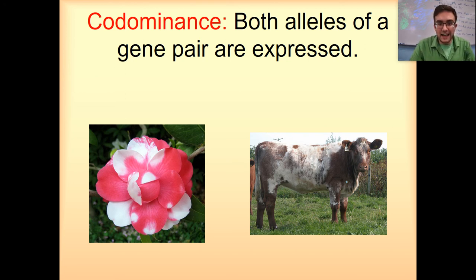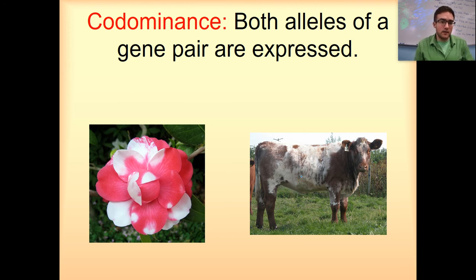Same thing with Roan cows. We see Roan cows are made from red and white colored cows. And we see both of that clearly expressed. We see the red hair and the white hair. So both are clearly expressed.